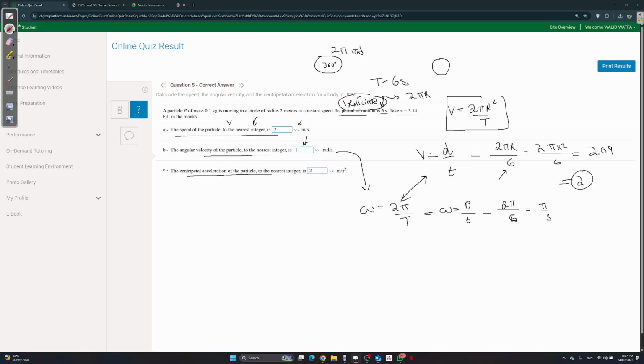The centripetal acceleration to the nearest integer. Alright? Centripetal acceleration can be v squared divided by r, or r omega squared. We have v, we found it. We have omega, we found it. And we have r. So you can use any of these two formulas and you're going to get 2. Let's use the first one. We found v as 2, so 2 squared divided by 2, which is 2. And r omega squared would be 2 times 1 squared, which is 2. Okay? So, nice and easy.